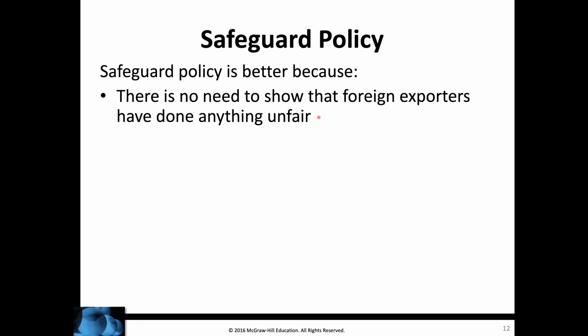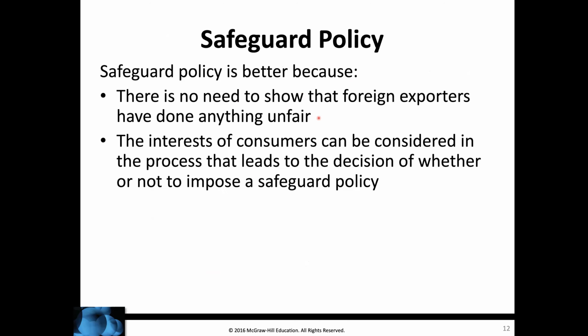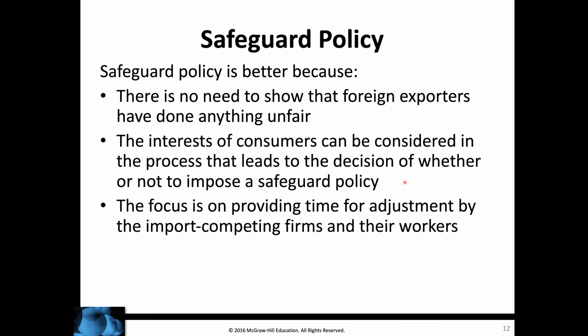So you don't have to point the finger and say that the foreign exporters are doing something wrong. The interests of consumers can be considered in the process that leads to the decision of whether or not to impose a safeguard policy. So not only do the industries of the importing nations get consideration, but also consumers' interests get consideration. The focus is on providing time for adjustment by the import competing firms and their workers.